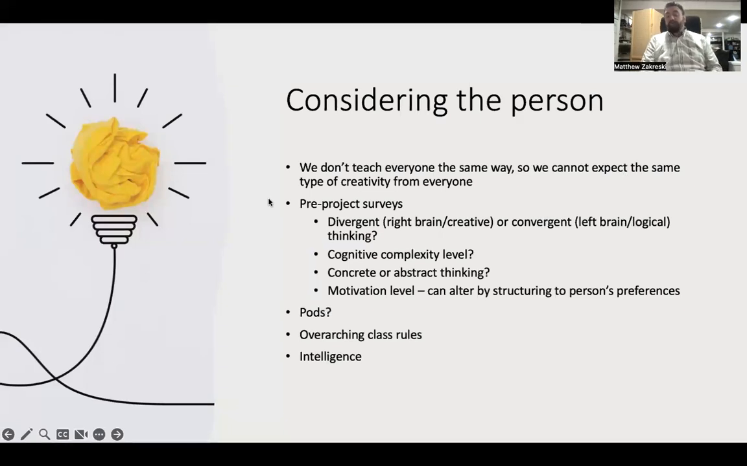But like I said before, the most important aspect of creativity is the P for person. We don't teach everyone the same way, so we can't expect the same kind of creativity from everyone. Do some pre-project surveys, and they'll really help you create a playbook or a manual for that kid. Are kids divergent thinkers, right brain creative, or convergent, left brain logical?